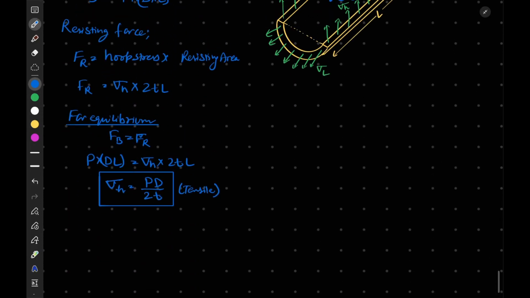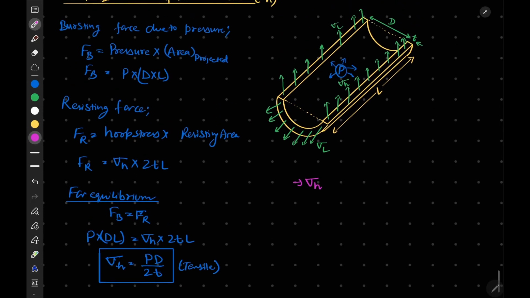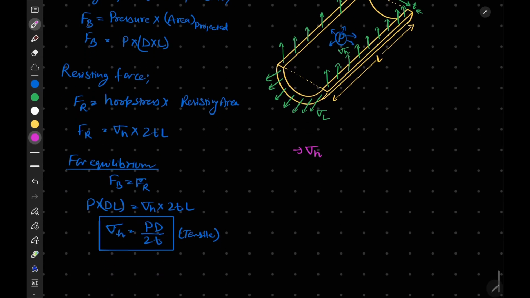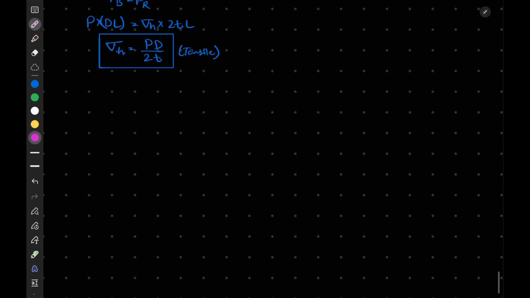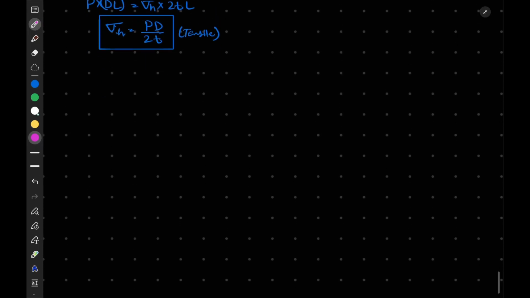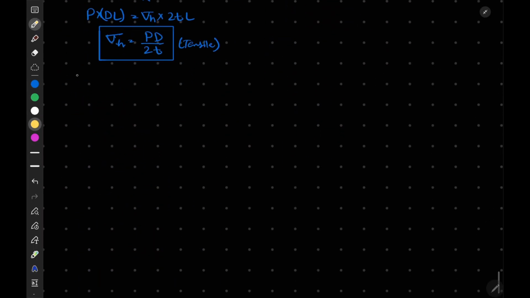Now I can mention one point here, that on the plane of sigma H there is no shear stress present. Or I will mention it later. So first let's discuss sigma L. Like we have discussed the hoop or circumferential stress, now we will discuss the longitudinal stress.